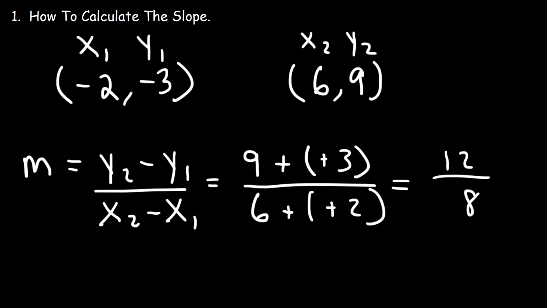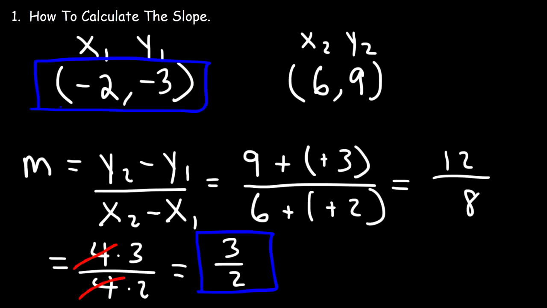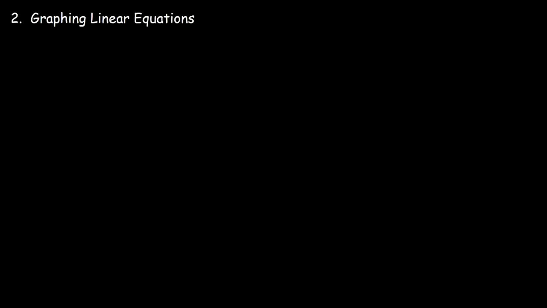Now how can we reduce this fraction? Well, 12 is the same as 4 times 3. 8 is 4 times 2. And so we could cancel the 4, leaving behind 3 over 2. Therefore, this is the answer. So that's the slope between these 2 points. It's 3 over 2. Now the second thing that you need to know how to do is graph linear equations.